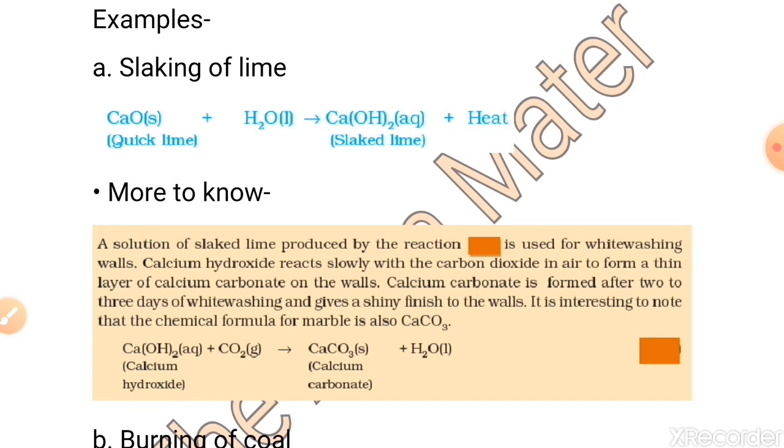Calcium hydroxide reacts slowly with carbon dioxide in air to form a thin layer of calcium carbonate on the wall. Calcium carbonate is formed after 2 to 3 days of whitewashing and gives a shiny finish to the walls. So students, the formula of calcium carbonate is CaCO3. Now we will have a look at the reaction which occurs when carbon dioxide reacts with your slaked lime. Slaked lime is Ca(OH)2. When it reacts with CO2, it forms CaCO3 plus water.